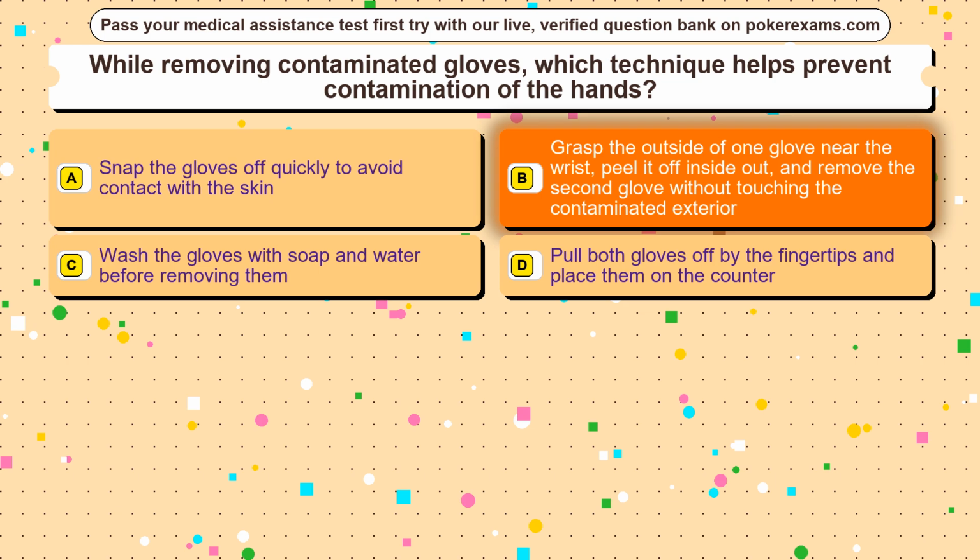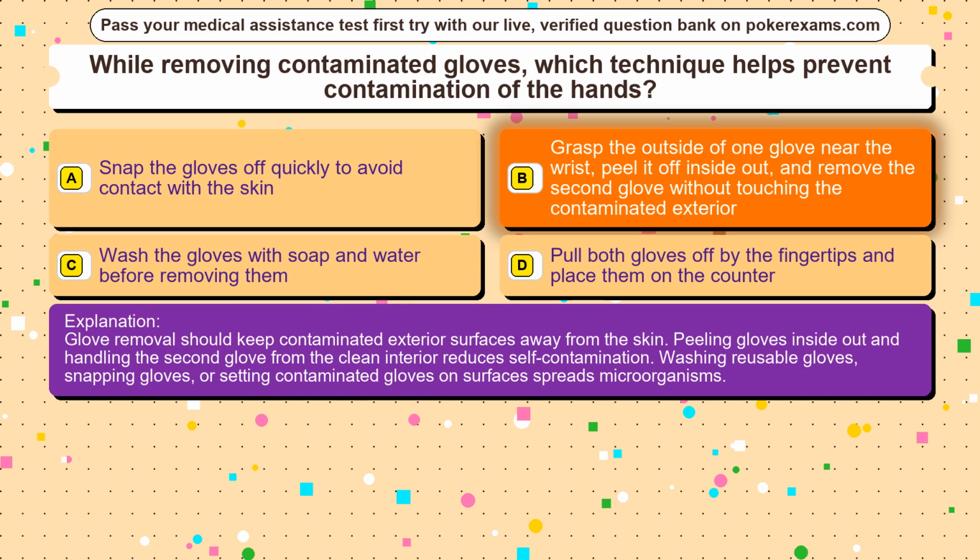The correct answer is option B, grasp the outside of one glove near the wrist, peel it off inside out, and remove the second glove without touching the contaminated exterior. Glove removal should keep contaminated exterior surfaces away from the skin. Peeling gloves inside out and handling the second glove from the clean interior reduces self-contamination. Washing reusable gloves, snapping gloves, or setting contaminated gloves on surfaces spreads microorganisms.